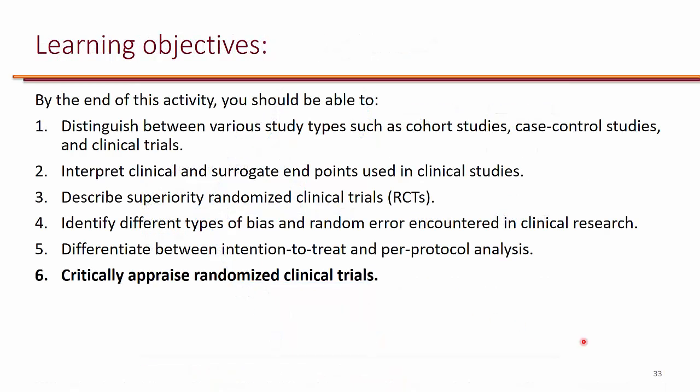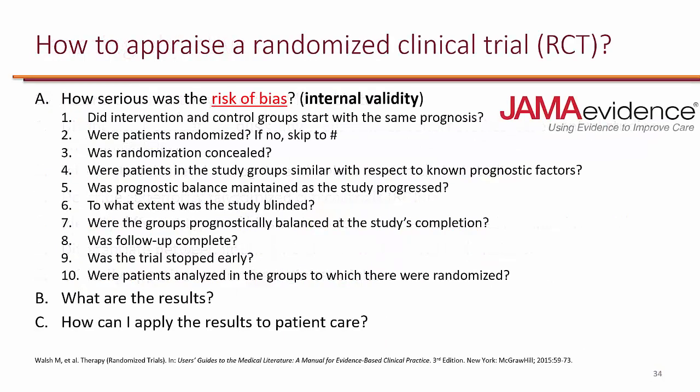The last learning objective is critically appraise randomized clinical trials. So when you have a randomized clinical trial, the first thing that you need to look at is the risk of bias. And we call this internal validity. So internal validity deals with, was the study valid? Did they have a sound study design, and did they do everything they were supposed to do in order to avoid the risk of bias? And here are 10 questions that you should ask when you evaluate internal validity for a randomized clinical trial.